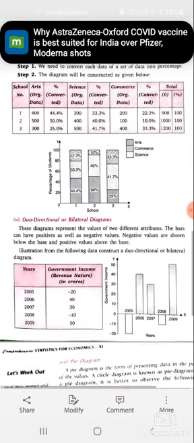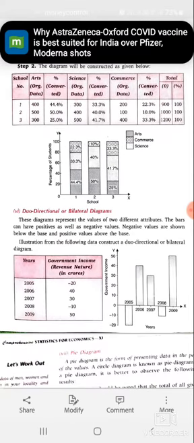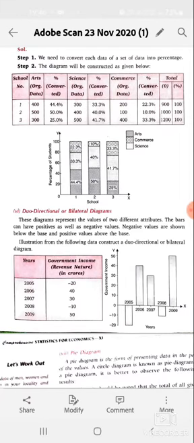Now another bar diagram is the duodirectional. Duo means two, direction means the way. If the bars move in two different ways, then it is called a duodirectional or bilateral diagram. Bilateral means two sides, the bars are going to two sides.